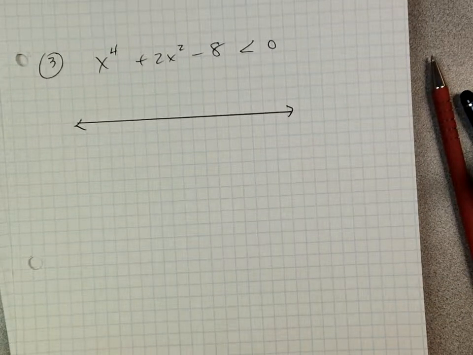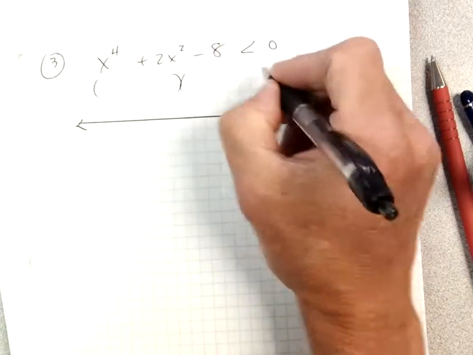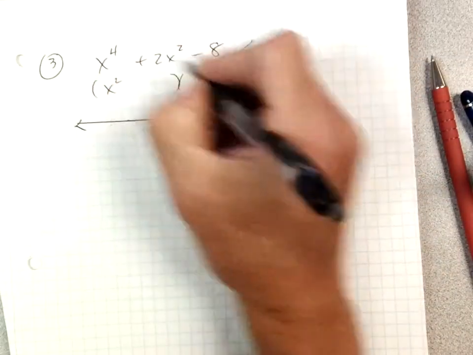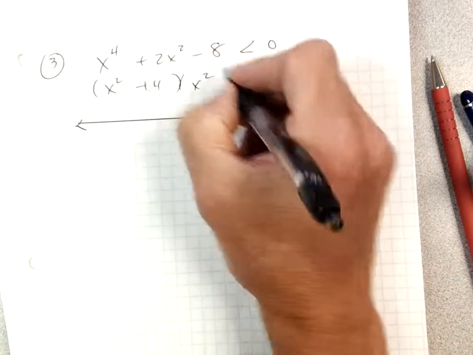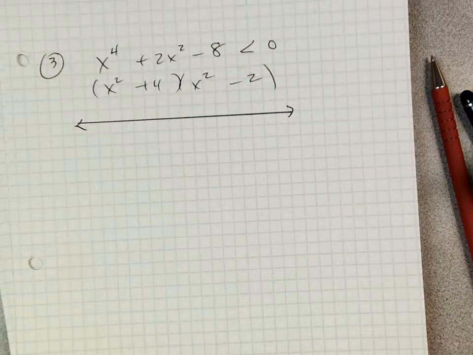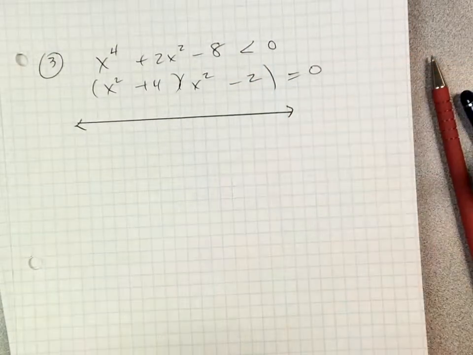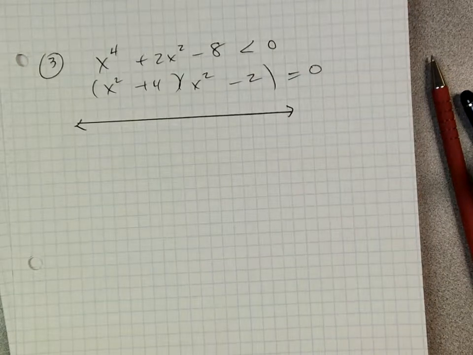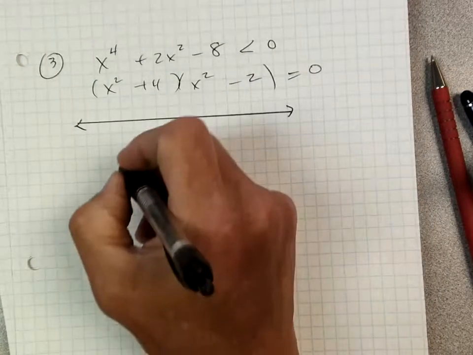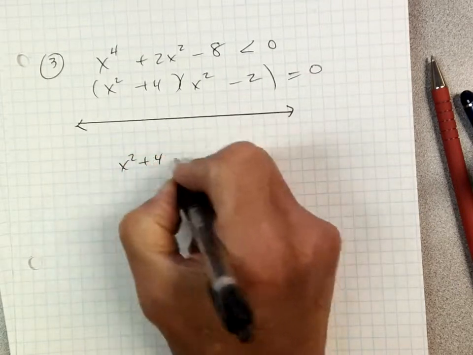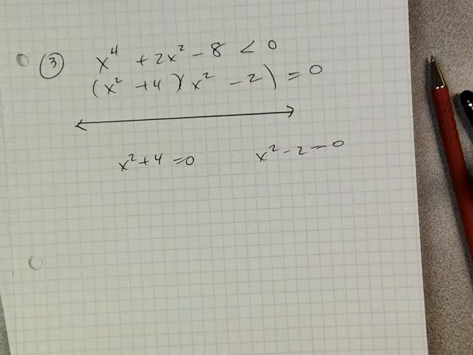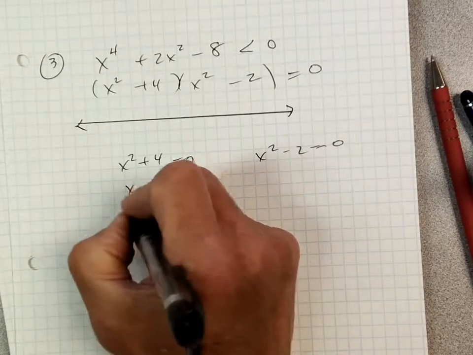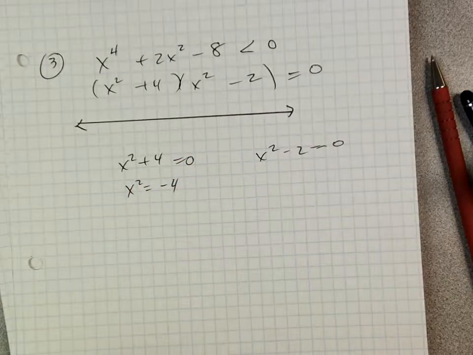My boundary points are where it equals 0. So I think this will factor. I believe it will. X squared plus 4 and x squared minus 2, right? I'm just going to set it equal to 0 for right now so I can find out exactly where my boundary points are. So x squared plus 4 equals 0 and x squared minus 2 equals 0, right? I'm just looking for boundary points. Yep, I heard x squared equals negative 4. I heard imaginary number, which is right.